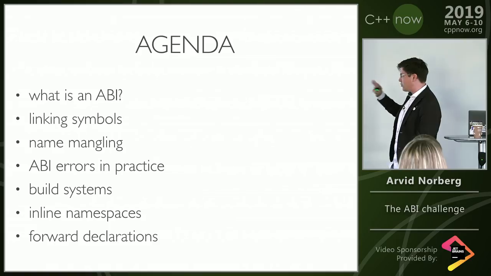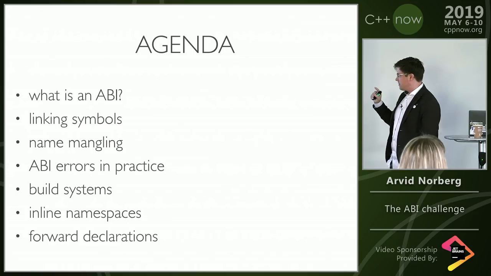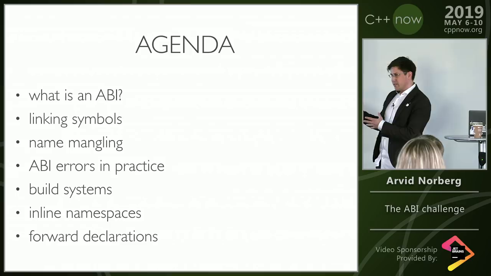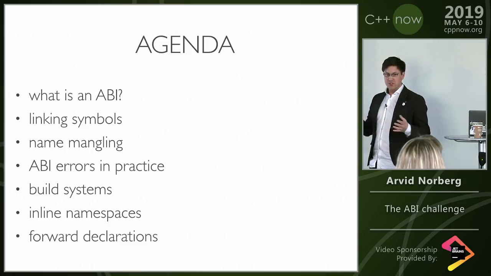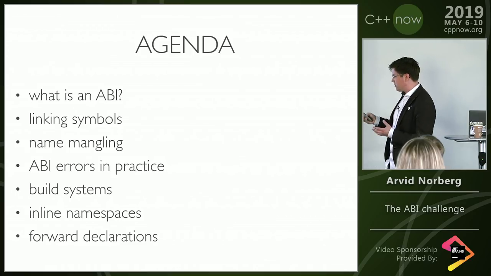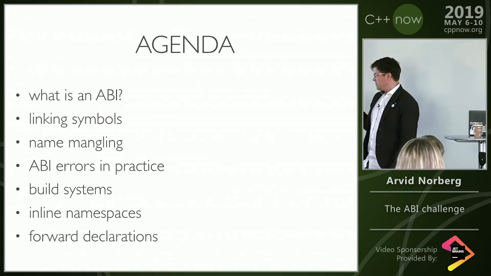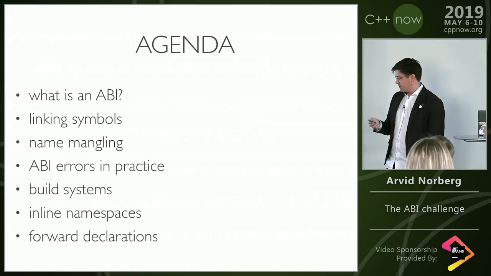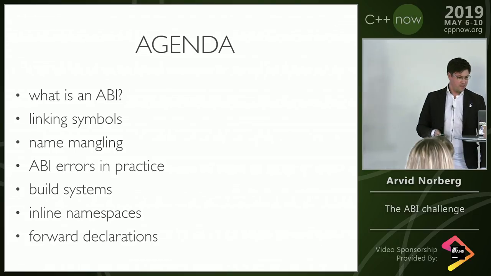A brief introduction of what an ABI is. How linking symbols is done in C and C++, name mangling, and what happens when you have ABI errors in practice. A little bit about build systems and what they should do to avoid these issues, or at least mitigate some of them. Then inline namespaces, and lastly, forward declarations, and we'll get into details why.